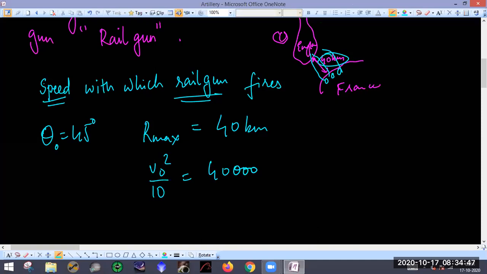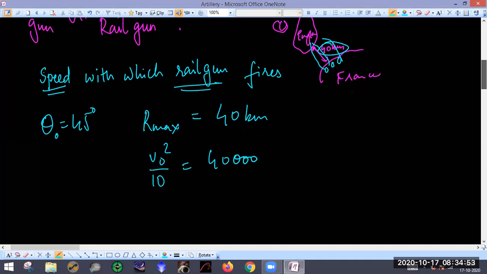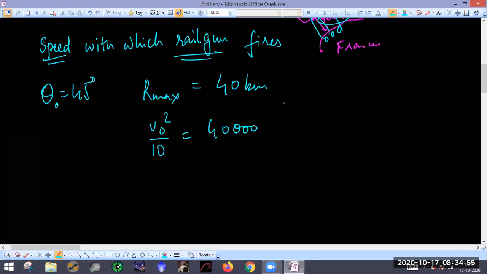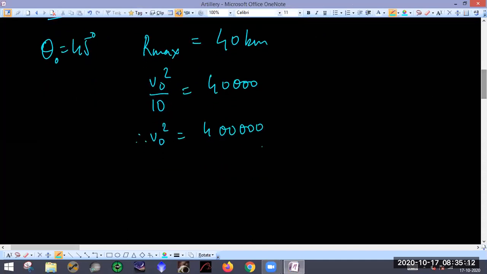Okay, is this clear? 40,000 meter, converted kilometer to meter, use SI units. So V0 square is equal to 4,000,000. So that is, okay, this is what you get. Now you have to take the square root.